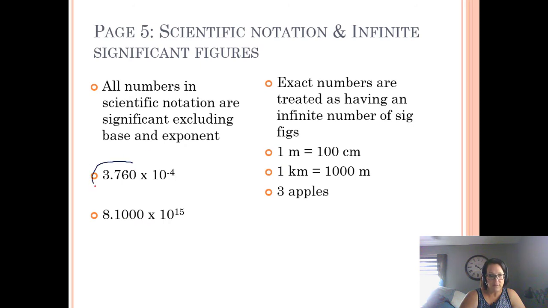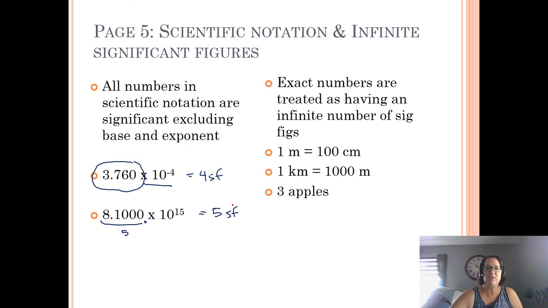When you look at scientific notation, everything in front of the times 10 to whatever exponent is a sig fig. So 1, 2, 3, 4. So this would be 4 sig figs. 1, 2, 3, 4, 5 sig figs. This is 5 sig figs. And so the rub comes when we have to put it in and out of scientific notation. You have to keep it in the same number of sig figs.